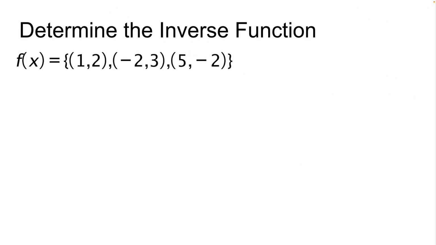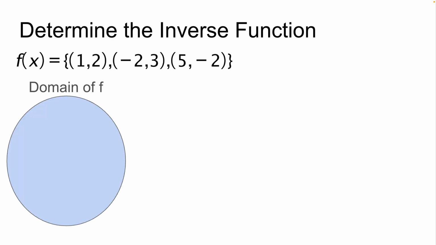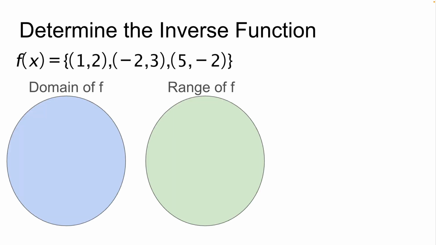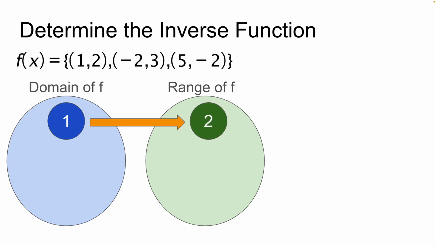Let's determine the inverse function for f of x is equal to the points (1, 2), second point (-2, 3), third point (5, -2). Our first step is we need to check to see if this function is one-to-one. Let's try to visualize f by drawing a picture. So I have two circles here with the domain and range of f. So under our f function, we have the first point (1, 2). So this means 1 gets mapped to 2 under the f function.